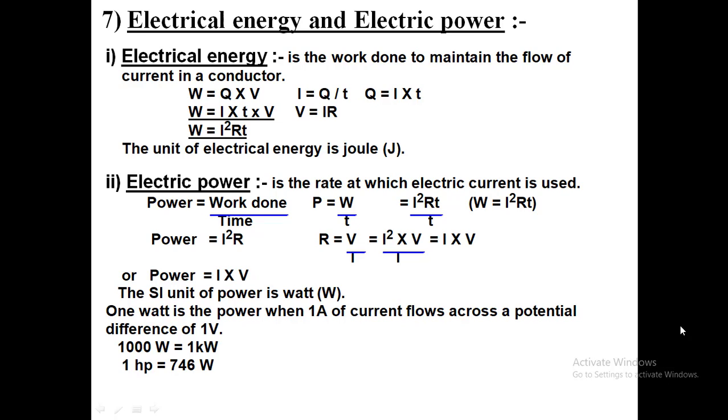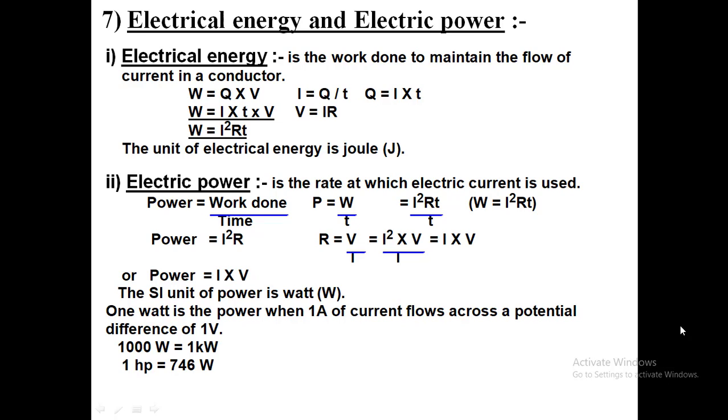So whenever you want some energy, you have to perform some work. By performing some work, you will convert one form of energy into another form of energy. That's the reason we say energy is the cause and work is the effect.